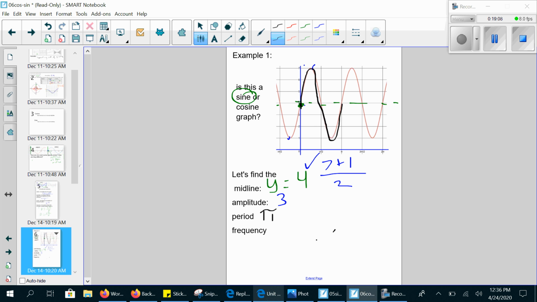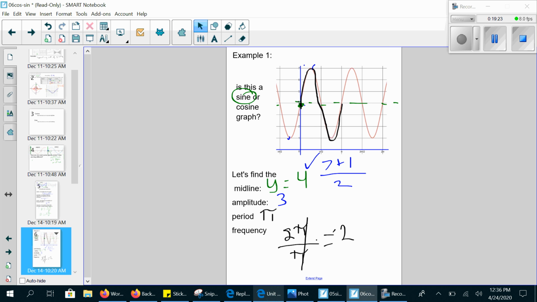And then frequency, we said, was going to equal 2 pi divided by the period, and the period is pi. So what's 2 pi divided by pi? The pi's cancel, and we see that we have a frequency of 2. And remember, our definition of frequency was how many times the pattern repeats from 0 to 2 pi. So it happened once, it happened a second time, it took us 2 repetitions to get from 0 to 2 pi.